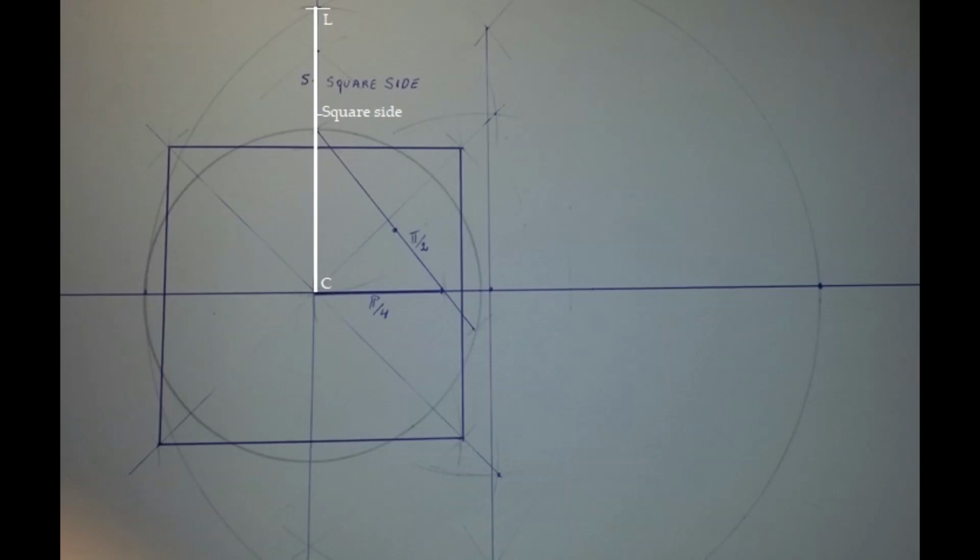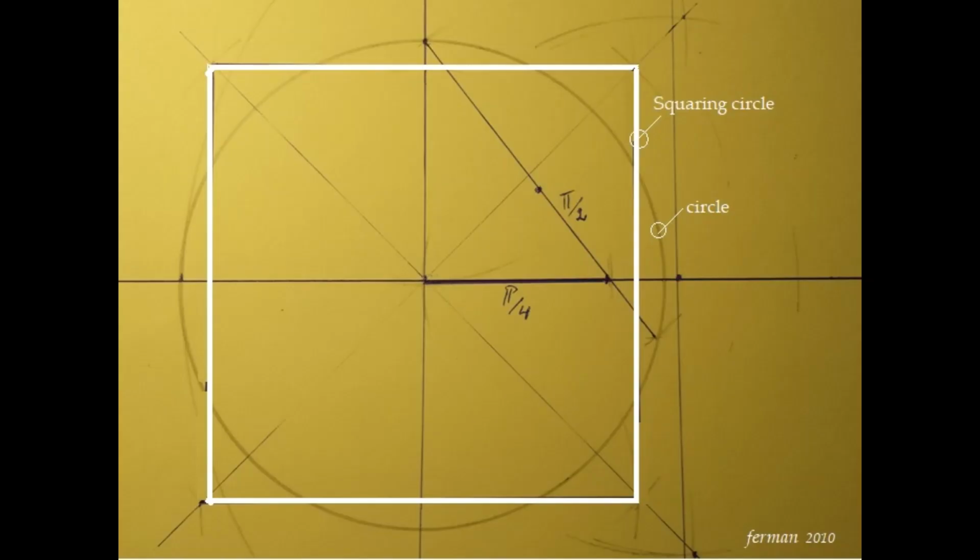Once the auxiliary circumference has been built, and from the center of circle C, we mark a perpendicular that cuts the auxiliary circumference at point L. Well, this segment CL will be the side of the square sought for squaring the circle.